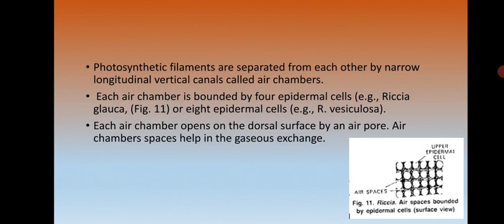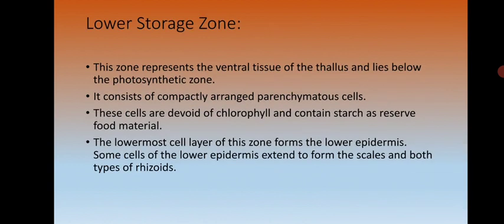Photosynthetic filaments are separated from each other by narrow longitudinal vertical canals called air chambers. These air chambers are bounded by 4 epidermal cells or 8 epidermal cells. Each air chamber opens on the dorsal surface by an air pore. The air chamber space helps in gas exchange.